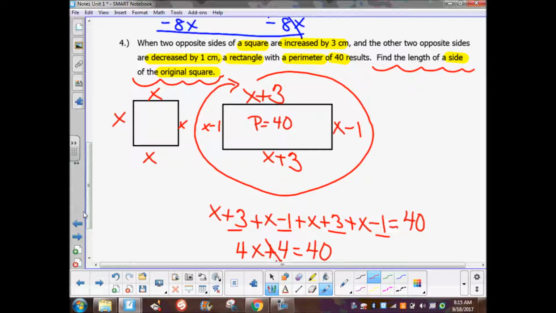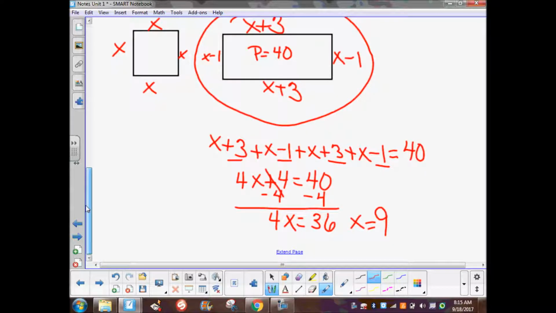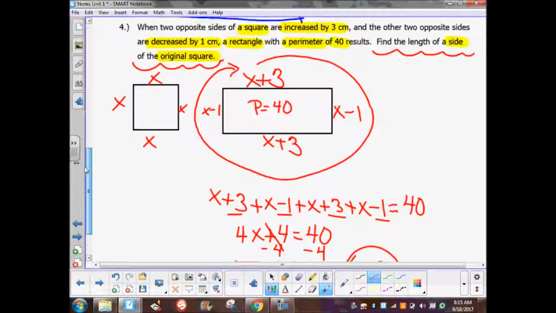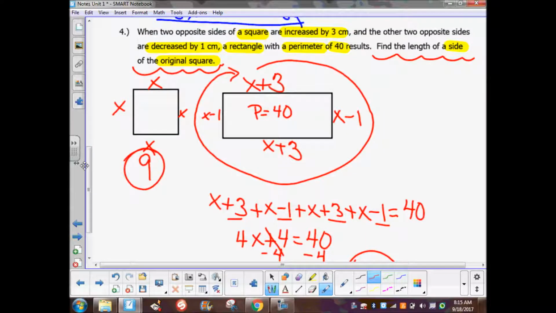What is it? It's not 8. What's x equal? 9. That's what they're asking for. They're not asking for anything about the sides of the rectangle. The problem just asks, what's the side of the original square? 9. Okay? All right? Go ahead, flip it.